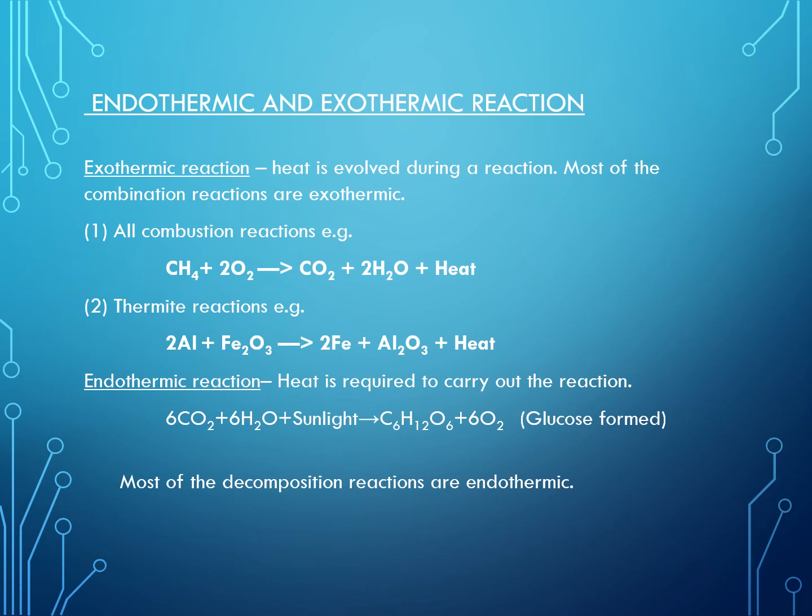Similarly, exothermic is where heat is evolved. So all the combustion reactions, like if we are burning some compound, or like here we have taken an example of methane reacting with oxygen, it is an oxidation and it is releasing carbon dioxide, water and heat. Thermite reaction, again, is an example of an exothermic reaction.